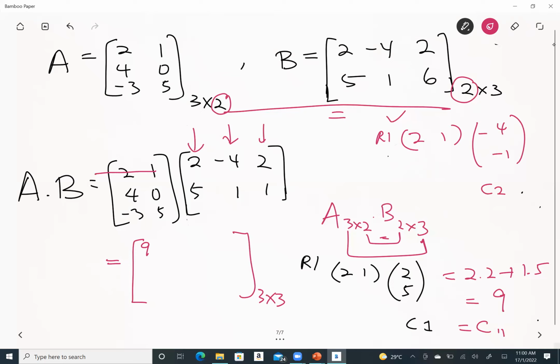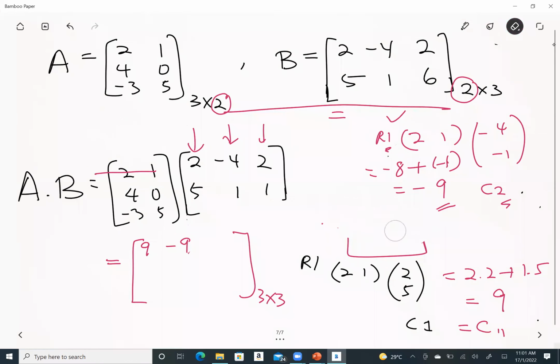So what do you get? We will get 2 times -4, that is -8, plus 1 times 1, that is 1. So that is -7, row 1, column 2. Okay, not -9. Then we multiply the first row with the third column.